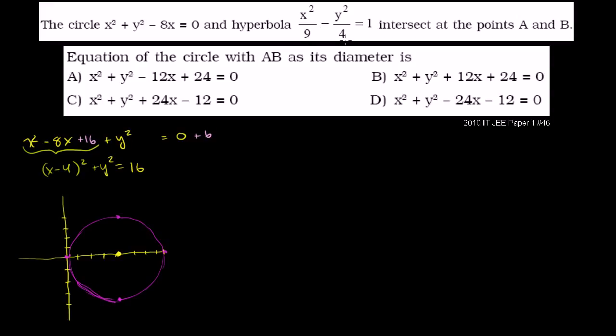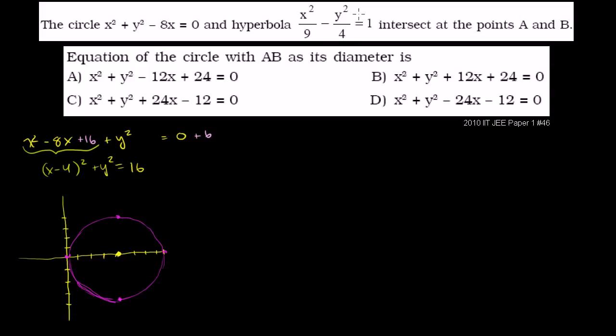x squared over 9 minus y squared over 4 is going to equal 1. This hyperbola is going to open to the left and the right, since our x term is positive. It's going to look something like this. You can actually figure out the asymptotes. Actually, let me just do that. Let me solve for y.